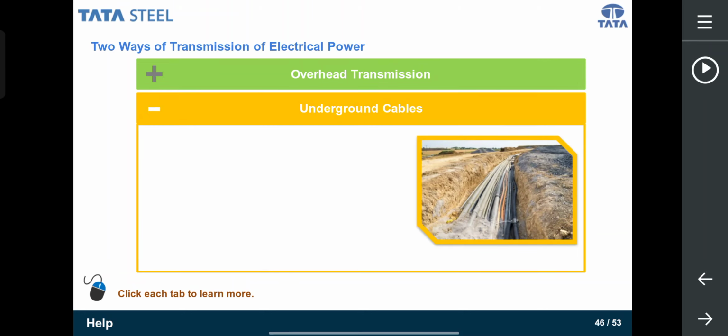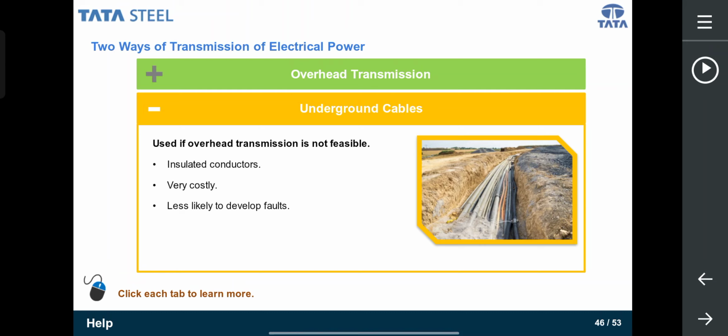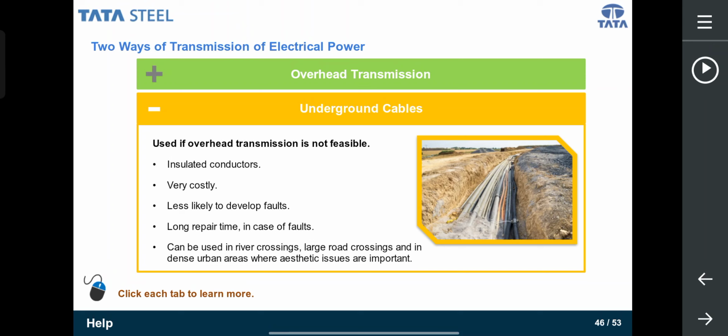Underground cables. Used if overhead transmission is not feasible. Insulated conductors. Very costly. Less likely to develop faults. Long repair time in case of faults. Can be used in river crossings, large road crossings, and in dense urban areas where aesthetic issues are important.